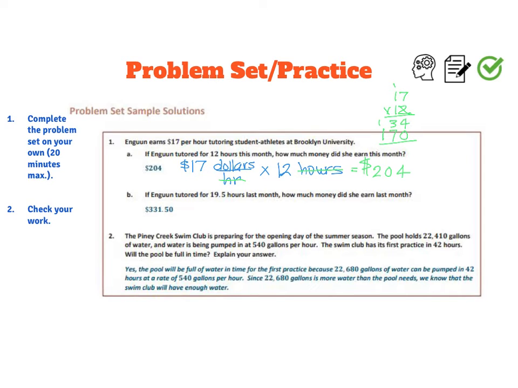$204. And here's my question: how much money did she earn this month? I'll just add this month.